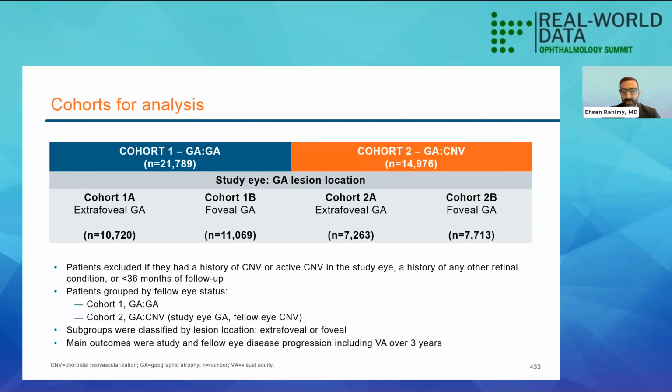Eyes were then classified into 2 cohorts. Cohort 1 in blue represented patients with bilateral GA, totaling 21,789 patients, while cohort 2 in orange represented patients with CNV in their fellow eye, totaling 14,976 patients. Each group was then further subdivided into the location of the GA lesions as either extrafoveal or foveal, denoted by 1A, 1B, 2A, 2B.